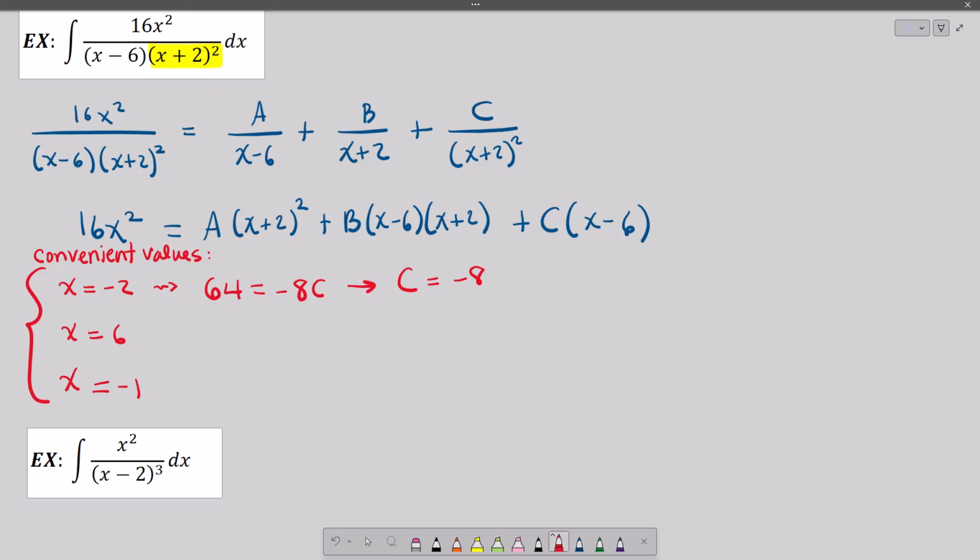Now we plug in 6. On the left, we're going to have 16 times 36. Let's just see if maybe we get some simplification and we don't have to multiply it out. Plug in 6 here, 8 squared, so we get 64a. Plug in 6 here, 0. Plug in 6 there, 0. And yeah, we do. We get some cancellation. 16 will go into there once, and 16 will go into there 4 times. And then 4 goes into 4 once, and 4 goes into there 9 times. So we're going to get that A is equal to 9.